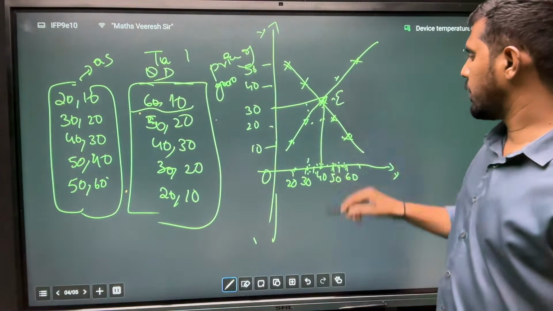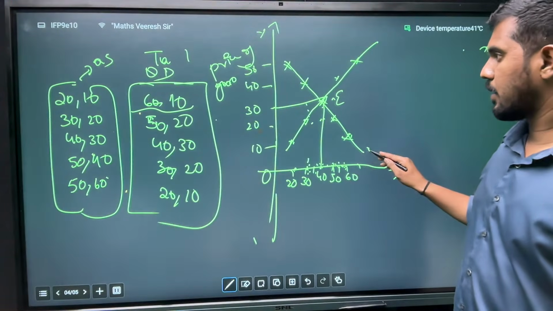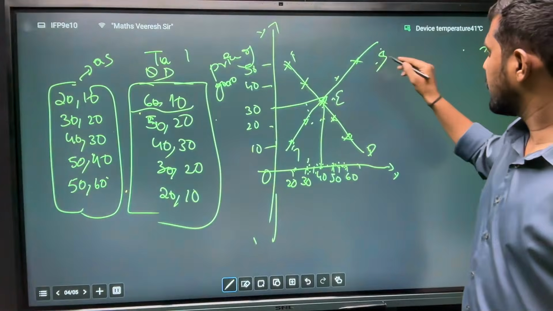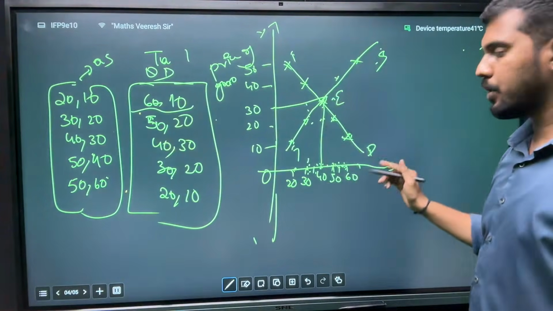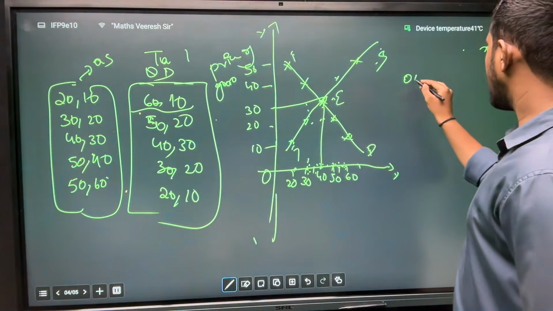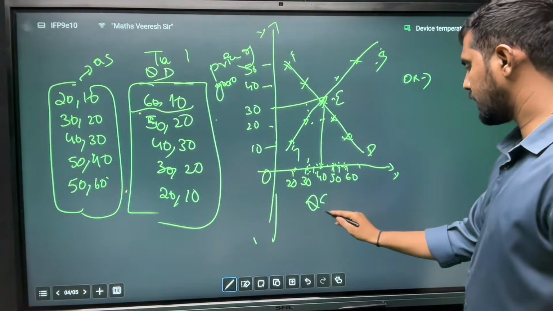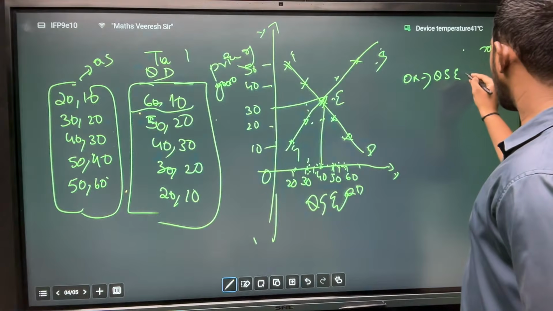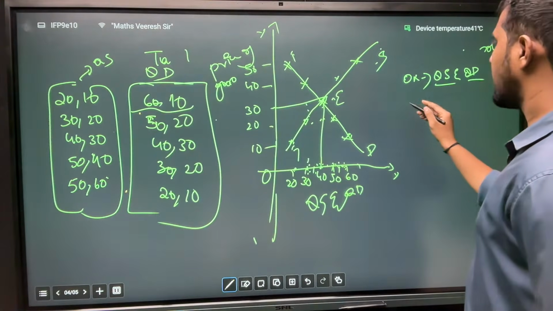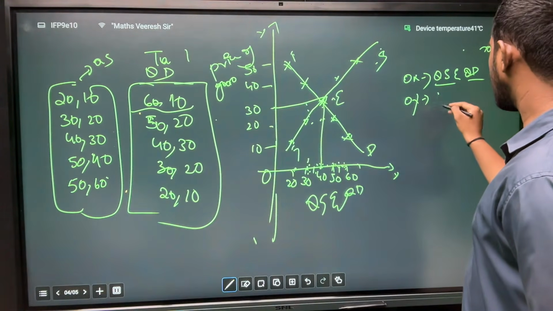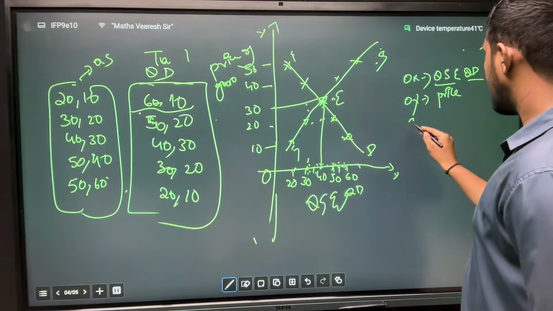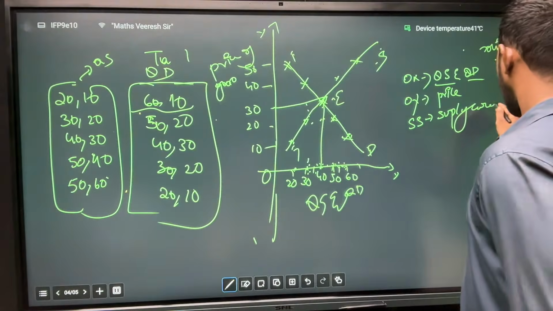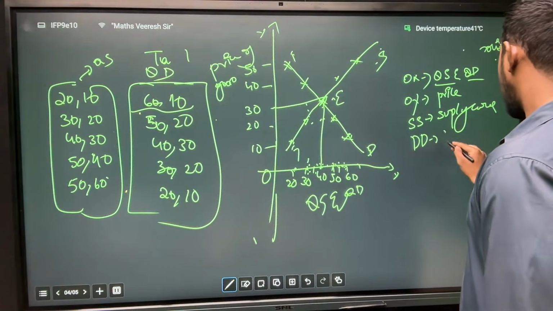This is the price equilibrium, and this is DD and SS. After the graph explanation you have to write that OX is nothing but QS and QD, quantity demand and quantity supply. OY axis is price. SS is the supply curve. DD is the demand curve.